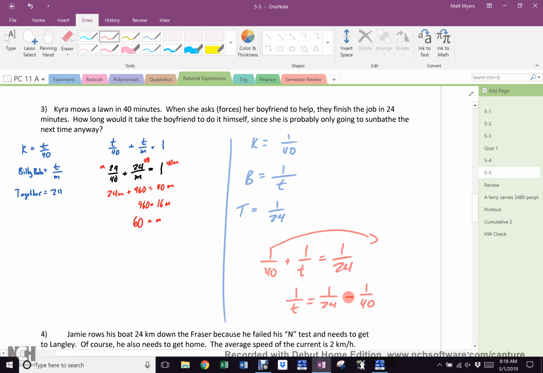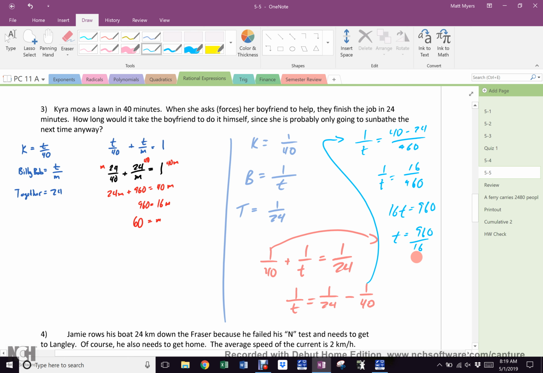Do I need to finish it? I don't mind. I'll finish it up here. 1/t equaled 40 minus 24 over 960. 1/t equaled 16 over 960. 16t equaled 960. t equaled 960 over 16. t equaled 60. And since we were working in minutes, it's 60 minutes.